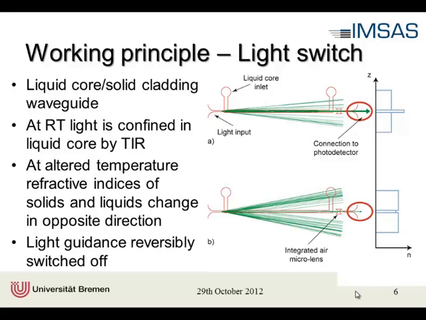If we have a look at the refractive index profile of this waveguide arrangement, here in the first case at room temperature, we see that the refractive index of the core solution exceeds the index of the cladding material, which is the essential criterion for waveguiding by total internal reflection. At altered temperature, we see that the index of the core medium, the liquid, actually got smaller, while the index of the cladding increased. And at one point, light guidance cannot be obtained anymore in the waveguide, and the light guidance is switched off.